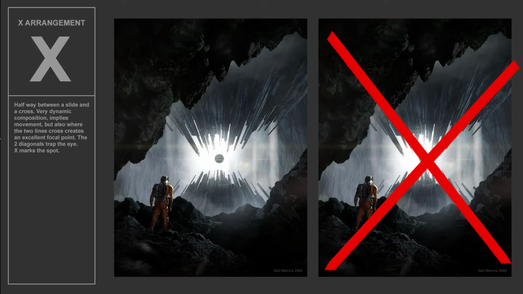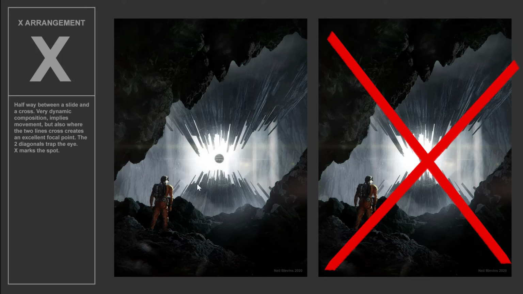And then using the same image as an example, this is the X arrangement. So it's halfway between a slide and a cross. It's a very dynamic composition, which implies movement, but also where the two lines cross creates an excellent focal point. And the two diagonals trap the eye in the painting, sort of like X marks the spot.